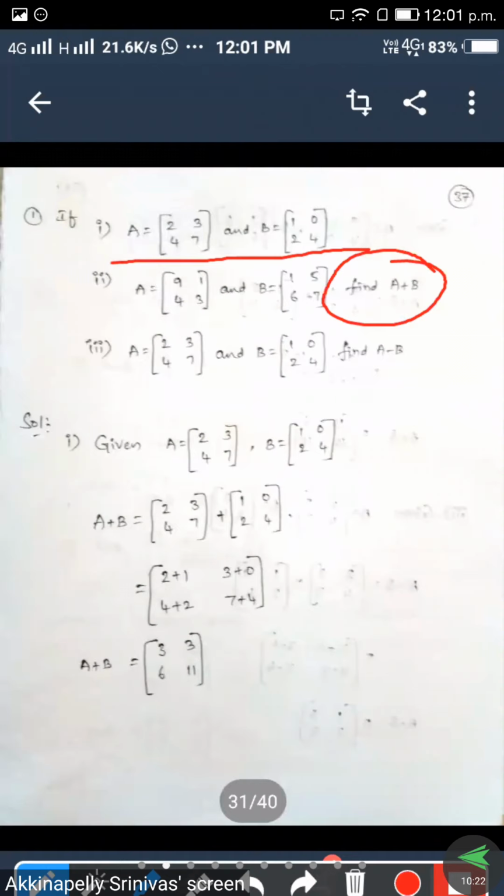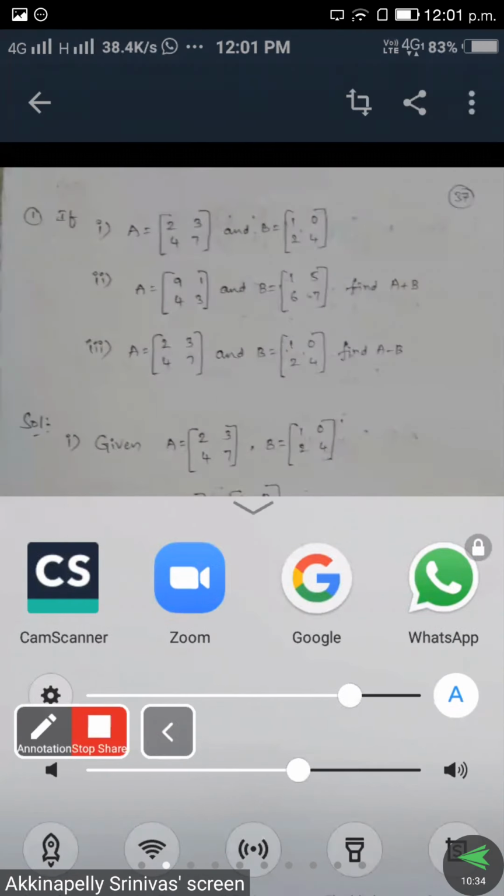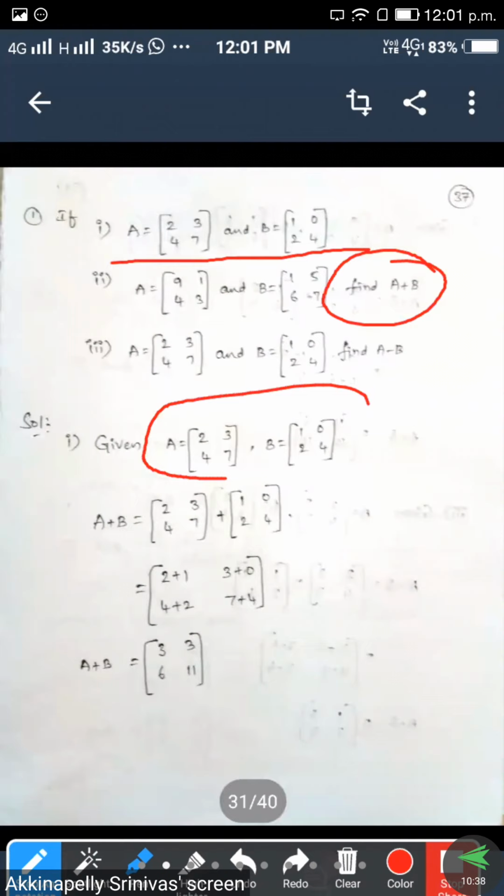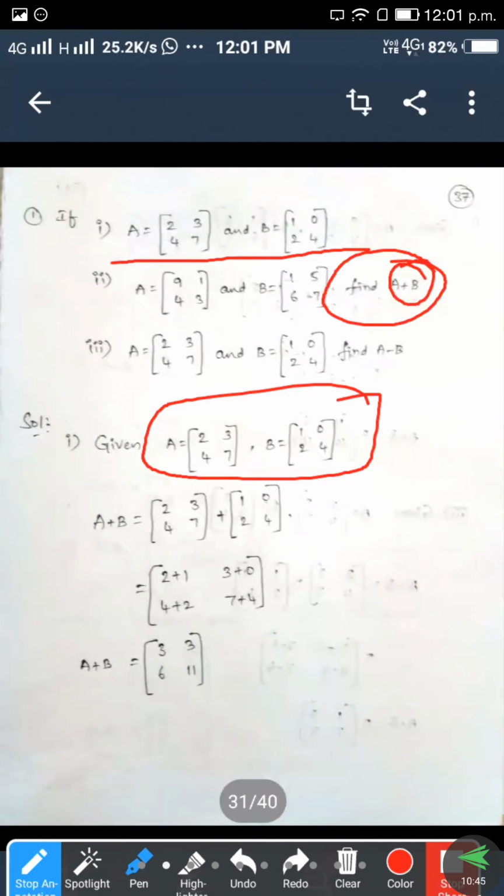So find A plus B. First of all, in the solution we have to write the given matrices. A equals to 2, 3, 4, 7 and B equals to 1, 0, 2, 4. Now we have to find A plus B. For that I am writing A plus B equals to, the A matrix 2, 3, 4, 7, take plus, and the B matrix 1, 0, 2, 4.